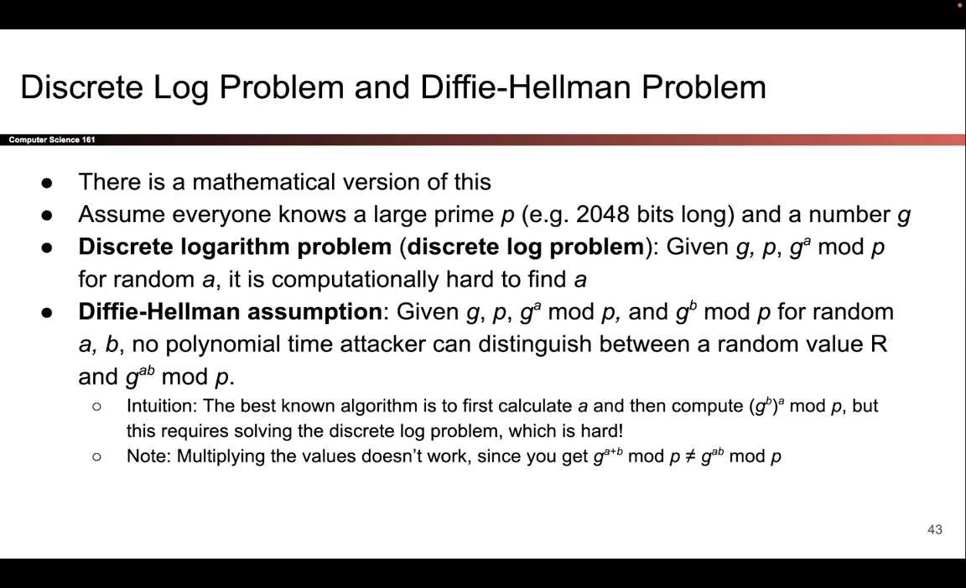And the intuition for why this problem is hard is because if you wanted to compute g to the ab mod p, the best way to do it is to first compute a, and then take g to the b mod p, and raise it to the a power to get g to the ab mod p. But of course, doing this is hard because given g to the a mod p, getting the original a is solving the discrete log problem, and we just said that's really hard. So the difference is very subtle. You can think of the discrete log problem and the Diffie-Hellman assumption as close cousins, but the difficulty of these problems is what's going to unlock the mathematical version of secure color sharing for us.